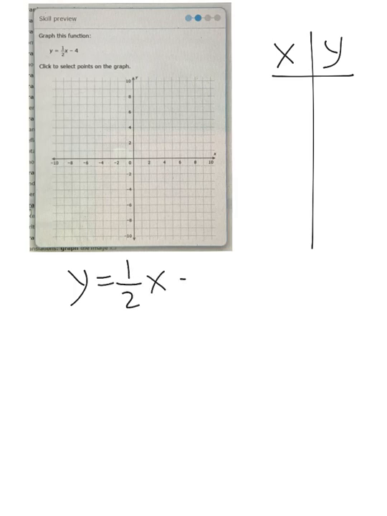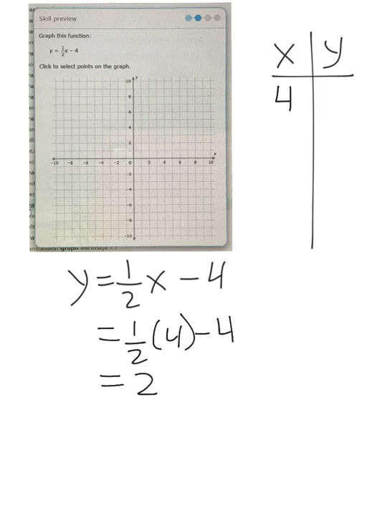y equals 1/2 x minus 4. So let's just pick easy numbers that can be split in half, because this is saying 1/2 times x. You could think of that as divided by 2 if you want. Split in half, split in 2, divided by 2. The easiest one I can think of is 4. So if we put in x is 4, 1/2 times 4 minus 4. 1/2 of 4 is 2. I'm sure you're aware of that. Minus 4, our answer is going to be -2. So when x is 4, y is -2.